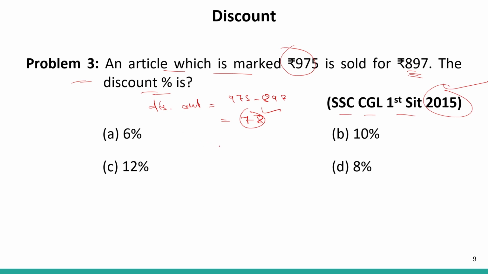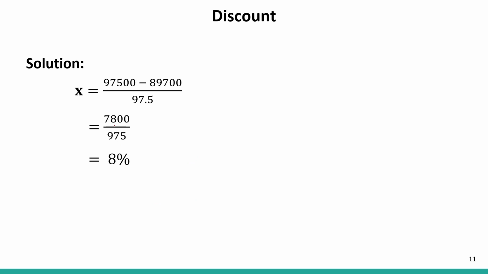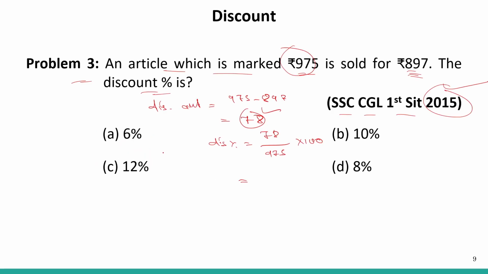So discount percentage is equal to the discount amount, that is 78, by the marked price, that is 975, into 100. So let's see: 975 into (100 minus x) by 100 is equal to 897. This implies that 100 minus x is equal to 89700 by 975. So this will be 7800 by 975, that is equal to nothing but 8%. So 8% will be the correct answer.